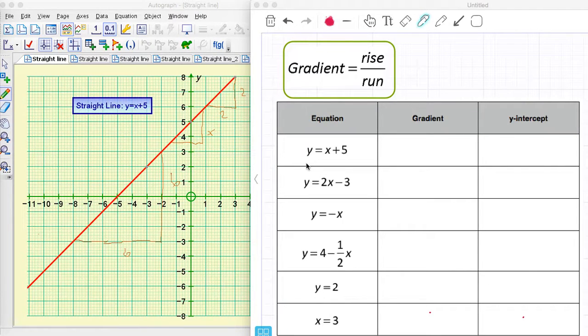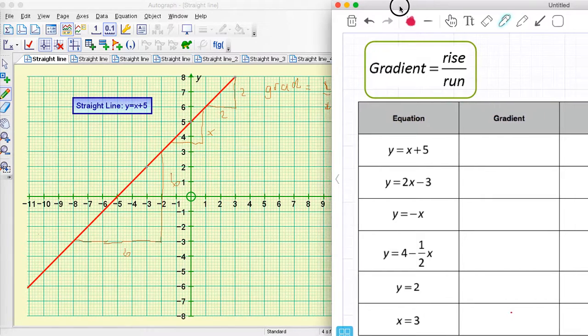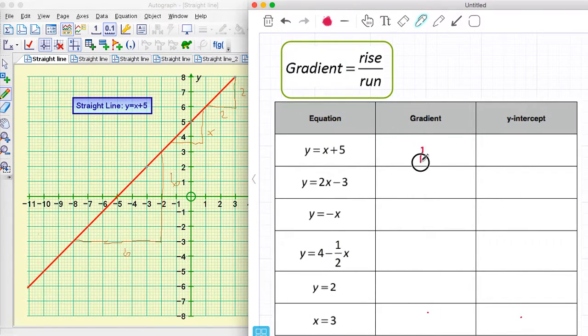Okay, in this video we're going to look at how we put together the equation of a straight line using the gradient and the y-intercept. Now in a previous video you should have watched, or you should already know about how I work out the gradient. So for y equals x plus 5, I worked out the gradient previously as 1. I did rise over run and I got 1. So I'm going to just fill that in as 1.